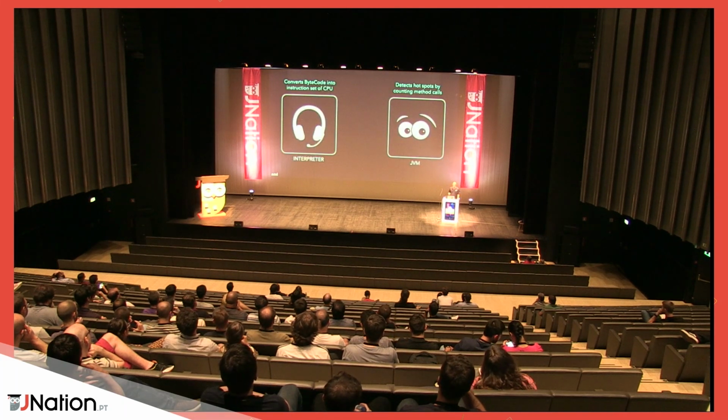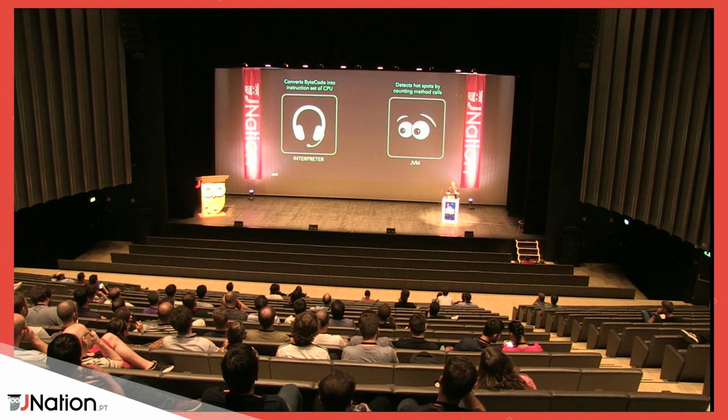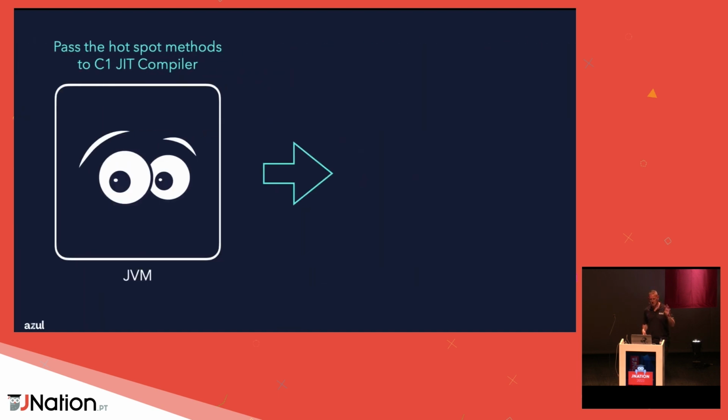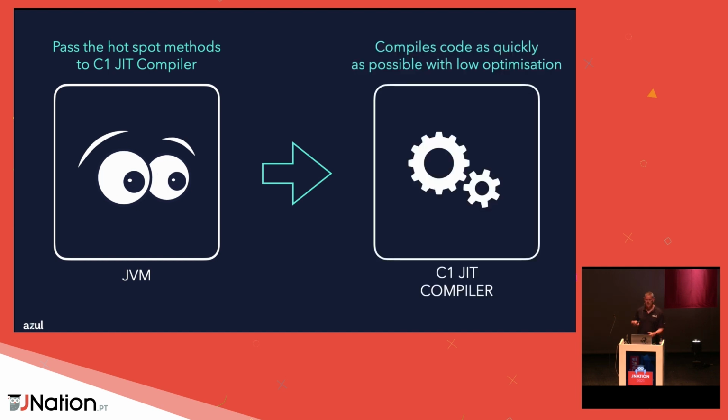So what happens is the interpreter takes the bytecode line by line and interprets it into the native instruction set of the CPU, and the JVM is watching that, and it's counting method calls, right? The smallest unit of optimization in the JVM is a method. So it counts these method calls until they reach a specific threshold. And then it takes this hot method and forwards it to the C1 compiler, the formerly known client compiler.